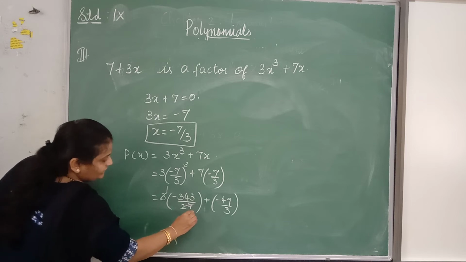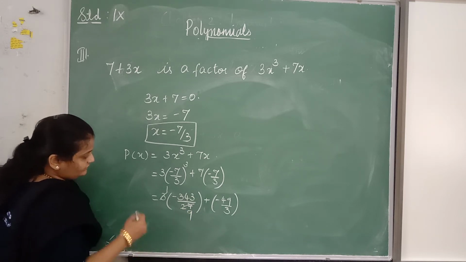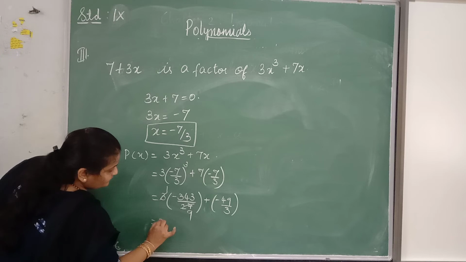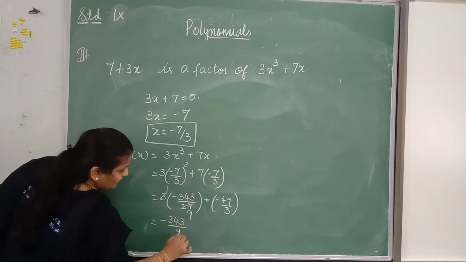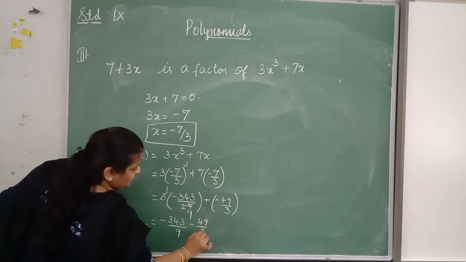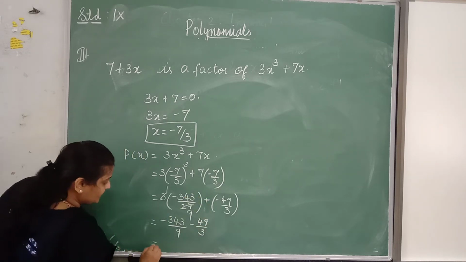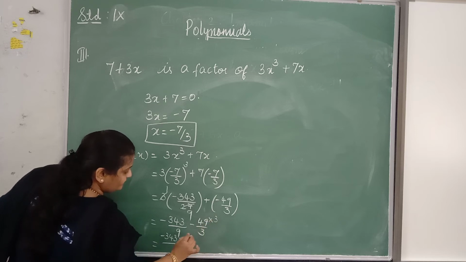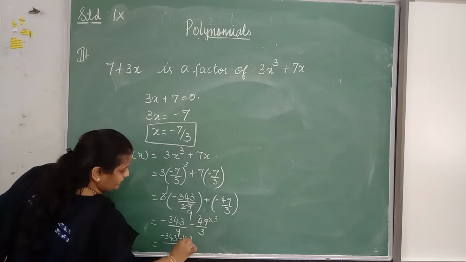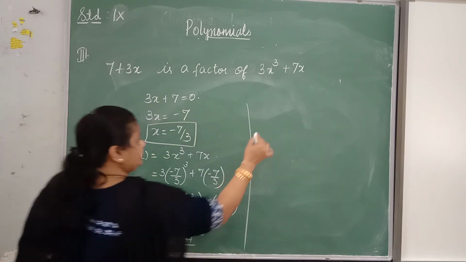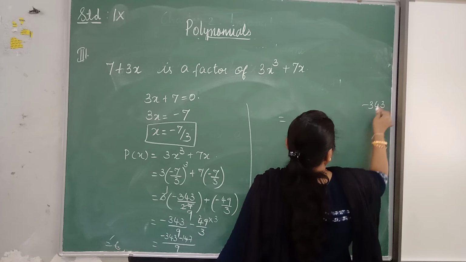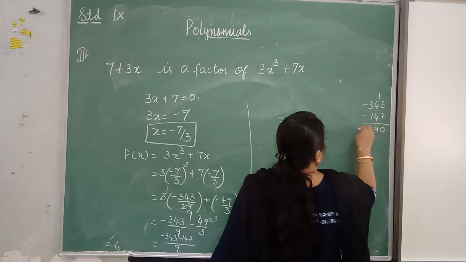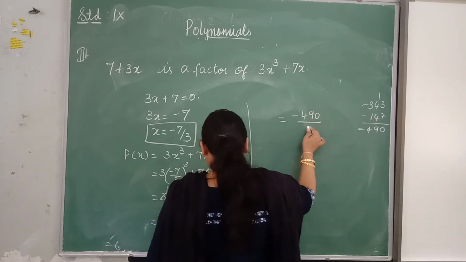Now 3 ones are 3, 3 nines are 27; I can go for cancelling. So now it is minus 343 divided by 9 minus 49 by 3. If I want to take the LCM, 9 will be my LCM. So minus 343 minus, 3 times 49 is 147. So this becomes minus 343 minus 147. It is minus 490 by 9.